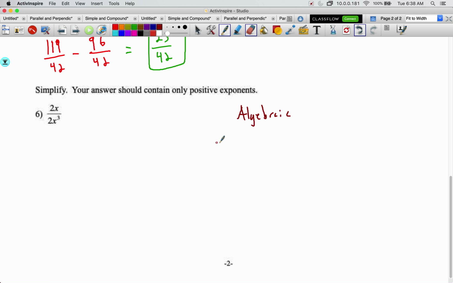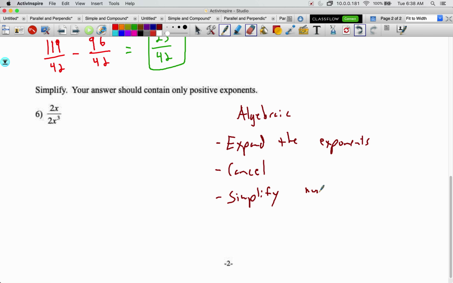All right, how we're going to solve these is we're going to expand the exponents. We're going to cancel. And we're going to simplify the numeric part. So 2x over 2x cubed. The 2x on the top will stay the same, but the 2x cubed will become 2 times x times x times x. That's what it means to expand an exponent.